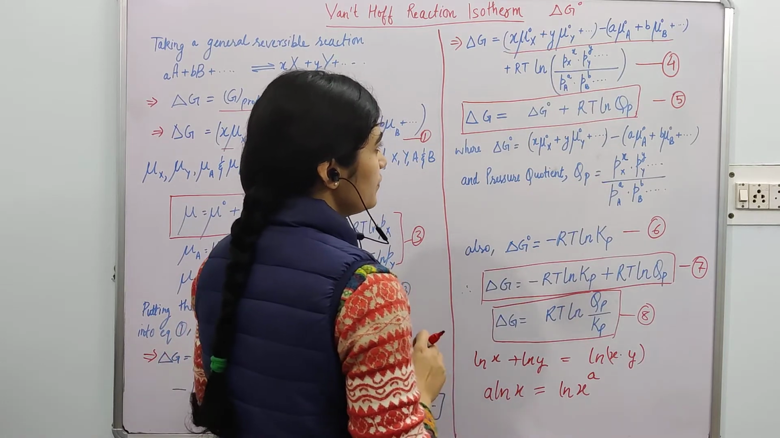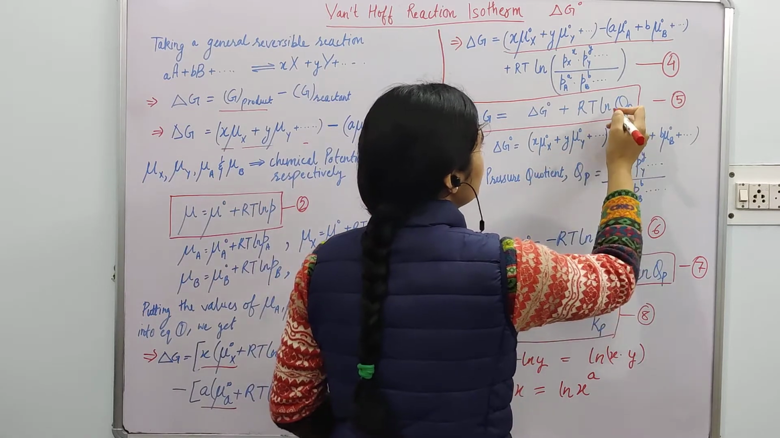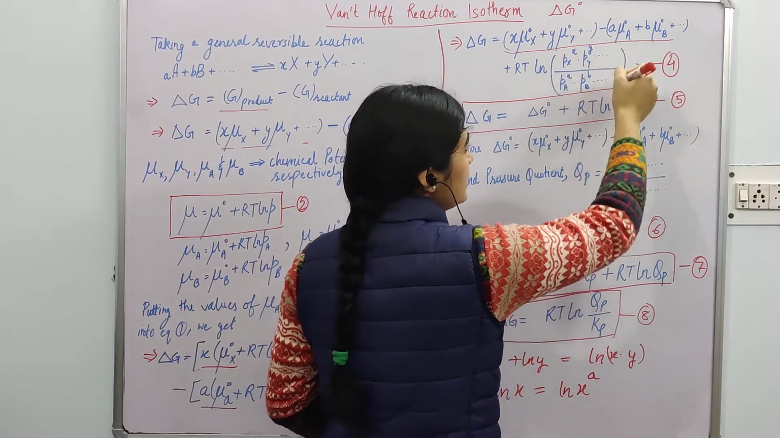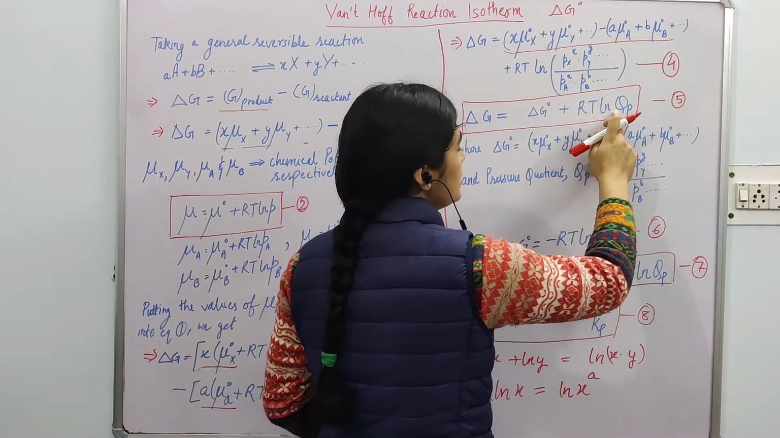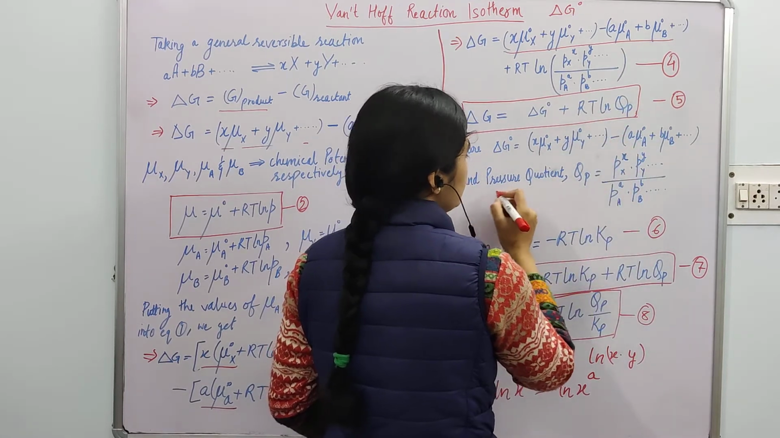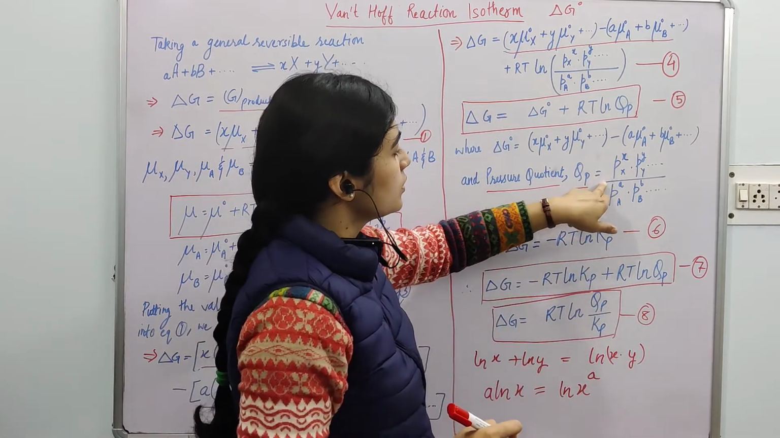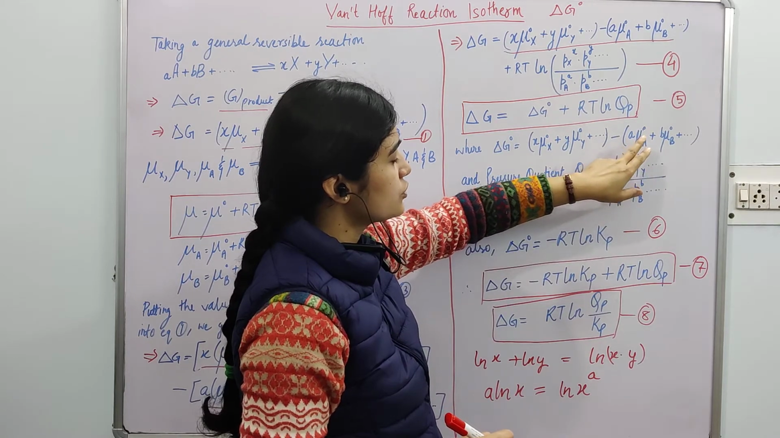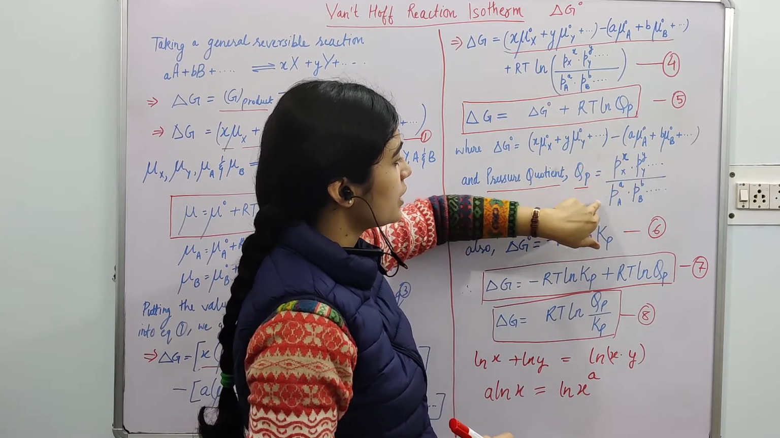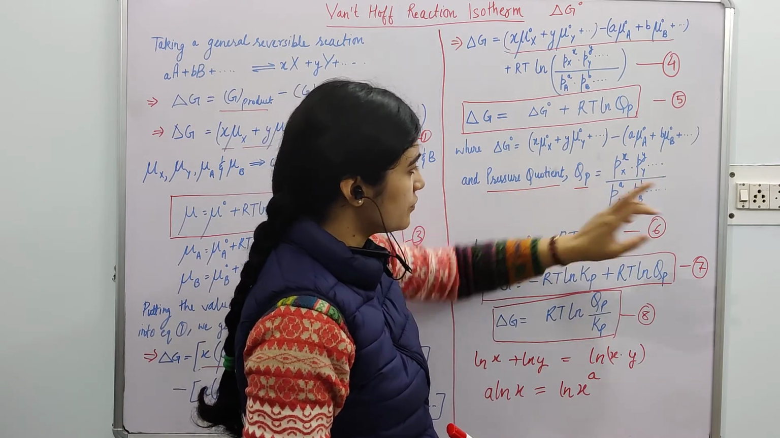Now in the fifth equation, if you see what I have done, this bracket term has been replaced by Qp. This Qp is your pressure quotient. Here I have written it. Qp is equal to the ratio of the product of partial pressures of the products raised to their stoichiometric coefficients divided by the product of partial pressures of the reactants raised to their stoichiometric coefficients.